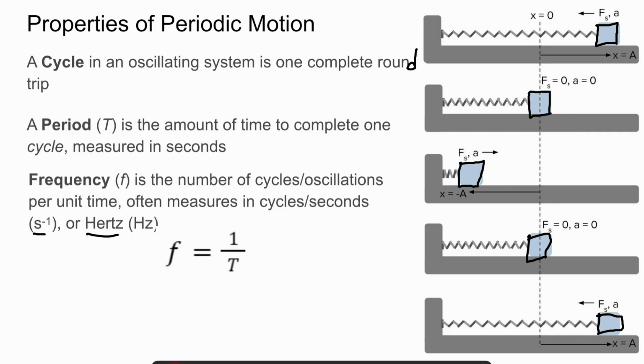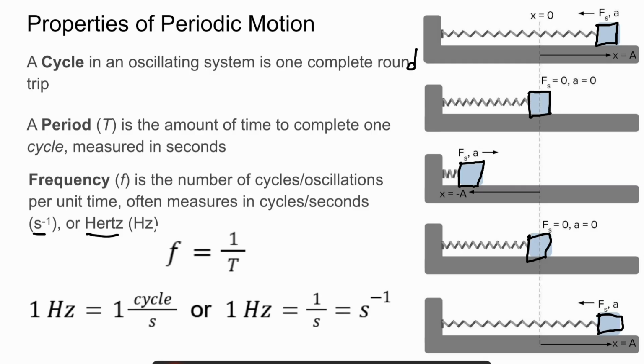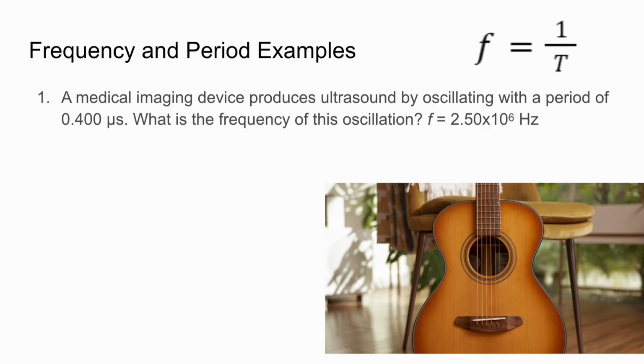And it's important to note that our frequency equals 1 over our period. And 1 hertz equals 1 cycle per second, or 1 hertz equals 1 over seconds, since cycle isn't really a unit. We can also describe this as inverse seconds, s to the -1st, equals 1 over seconds equals 1 hertz. All right, so let's play around with that equation and put some numbers to it.